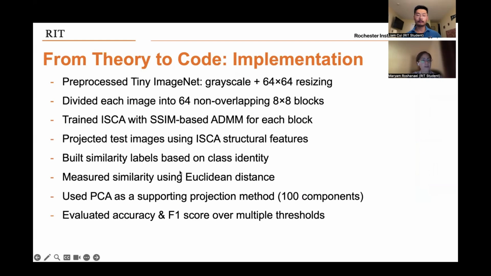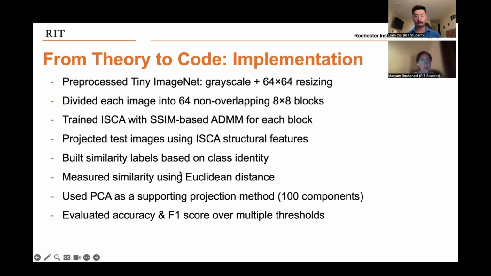What we have done: we started by pre-processing the Tiny ImageNet dataset, converting each image to grayscale and resizing it to 64 by 64. We first trained the ISCA model using a small subset of 20 test images to verify functionality, then scaled it to the full training set.